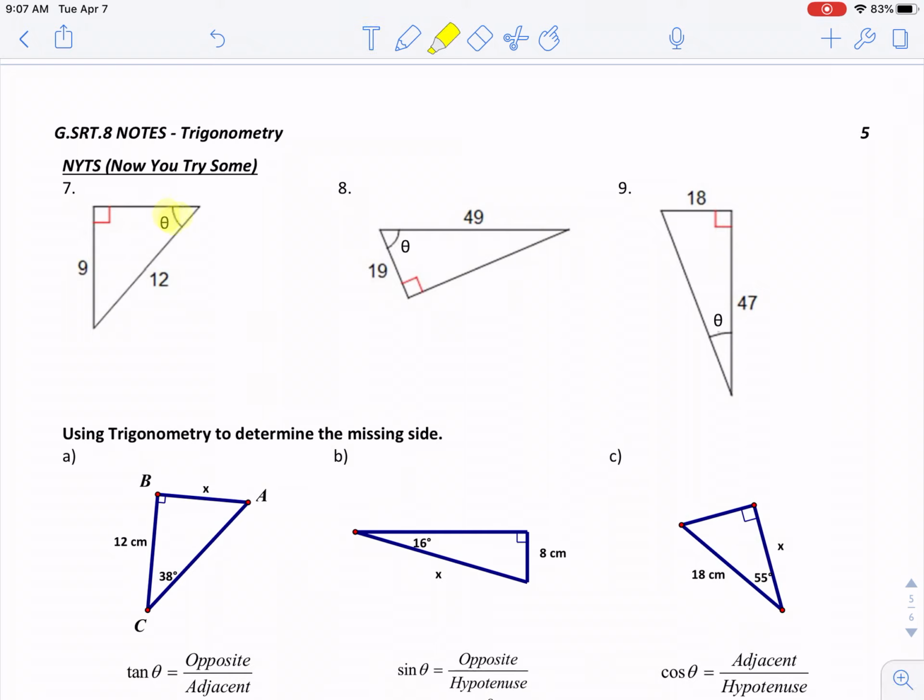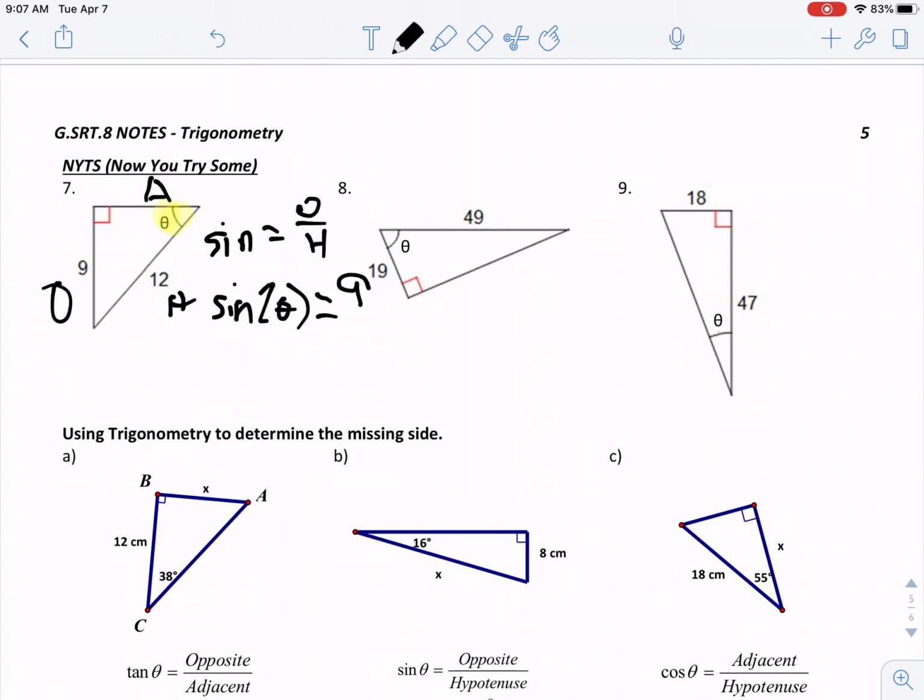All right, there's my reference angle. 12 is my hypotenuse. 9 is opposite. There's my adjacent. All right, opposite and hypotenuse. That ratio is sine equals opposite over hypotenuse. All right, from there, I'm plugging in my numbers. My angle always goes over here. So sine of, well, we don't know. So sine of theta equals opposite is 9, hypotenuse is 12.